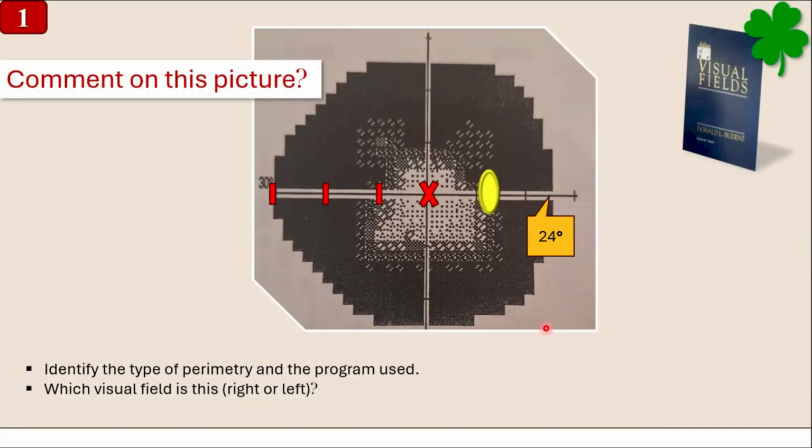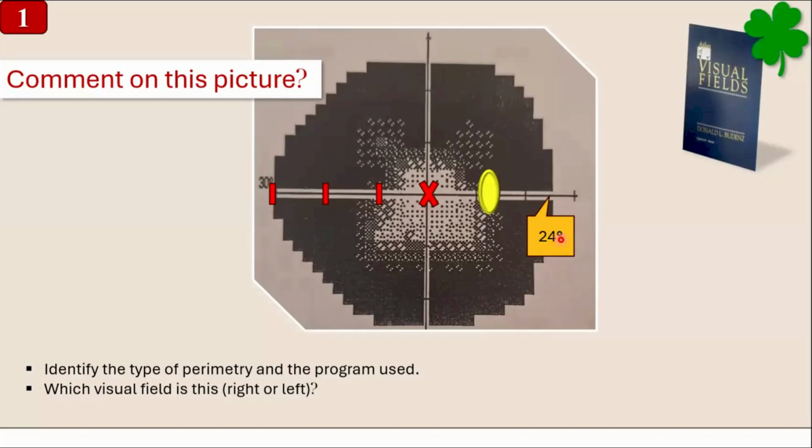So this program is 30 degrees and 24 here. And this is actually called the 24-2 program. So 24 on the temporal side and 30 degrees on the nasal field to pick up the nasal step in glaucoma, in early glaucomatous field defects. Okay, so the side with the 30 degrees is the nasal. And the side with the 24 degrees is the temporal field.